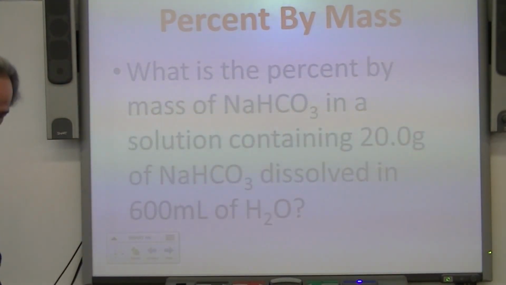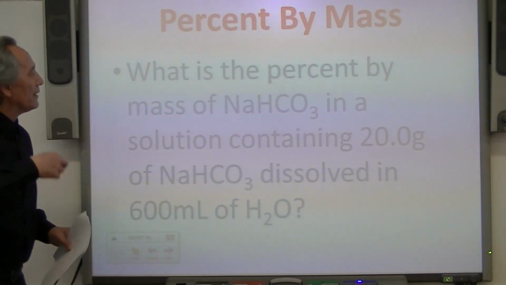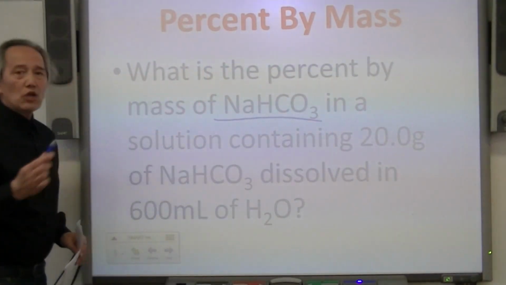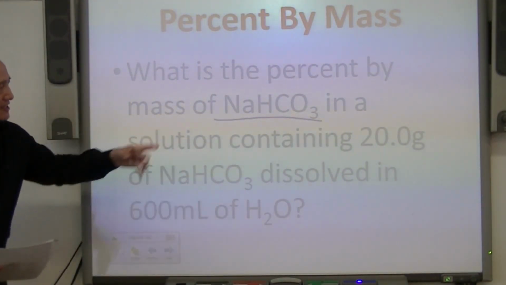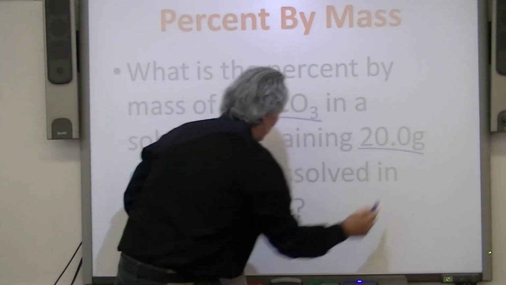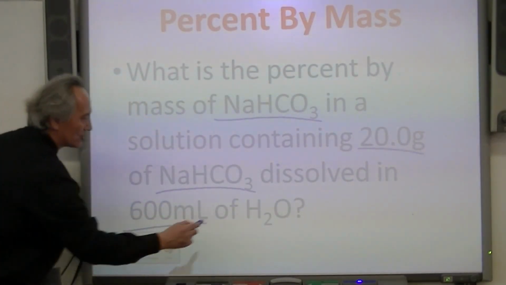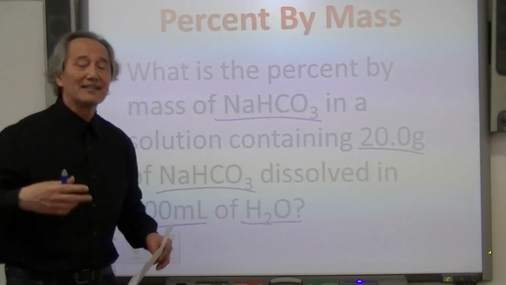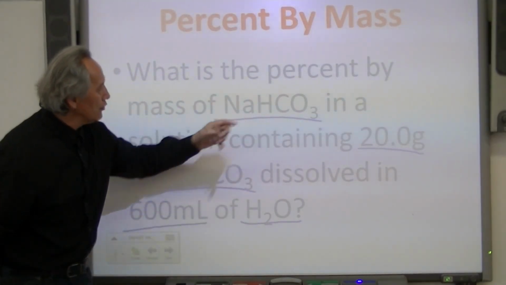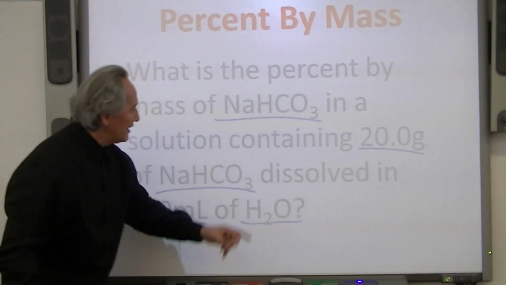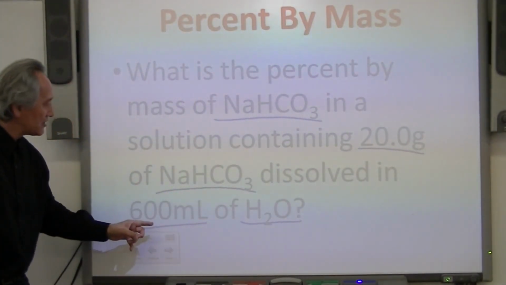And that particular problem reads, what is the percent by mass, again, this is a different compound, of sodium bicarbonate in a solution containing 20 grams of that sodium bicarbonate dissolved in 600 milliliters of H2O. Note that this, again, is an aqueous solution. The solid would be the sodium bicarbonate. We've got 20 grams of that. The solvent is the water, again, 600 milliliters.